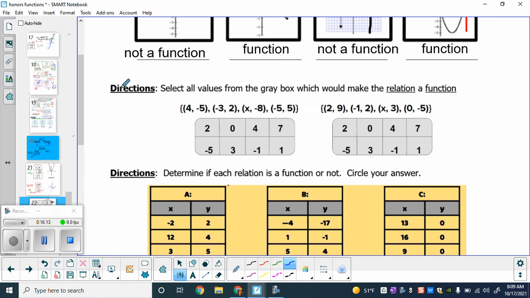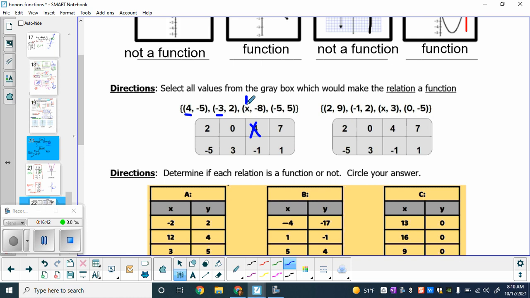So for this first one right here, select all of the values from the gray box which would make the relation a function. So remember, a relation is a bunch of random ordered pairs. Now for it to be a function, none of the x's can repeat. So I have the x of 4, so I cannot pick that one. If I already have a -3, we couldn't have another -3, but I don't see one, so we're okay.